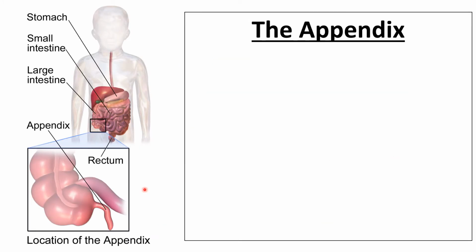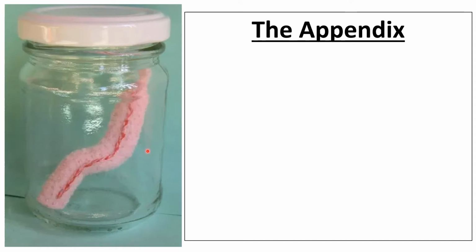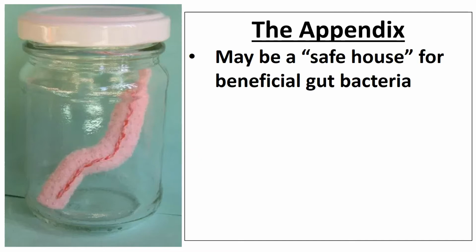And I thought I'd mention this as well. The appendix, you saw it there. That's what it looks like. It just kind of sticks out down that area, so at kind of the end of the large intestine, and that's what it looks like in a jar. That is not mine, but that is an example of one.